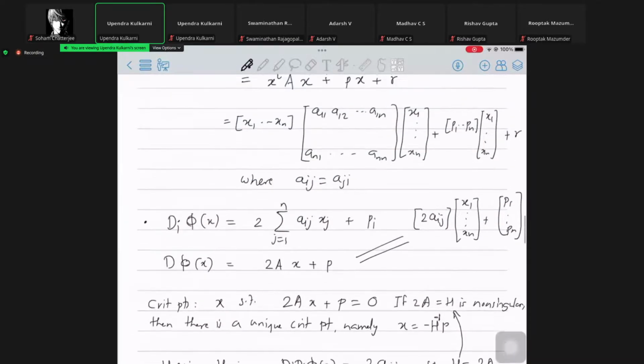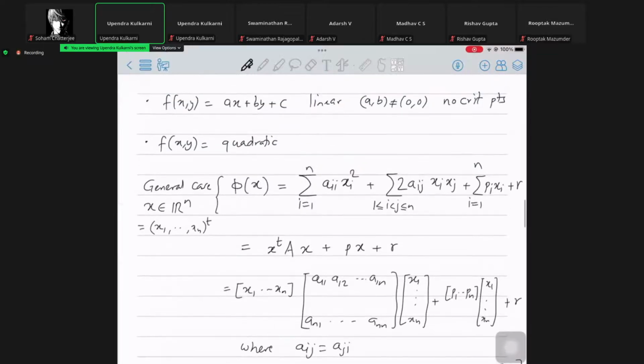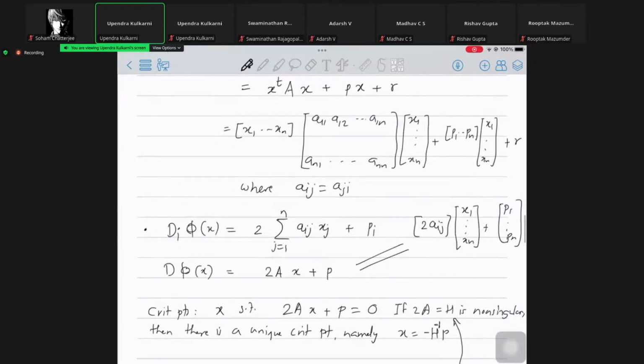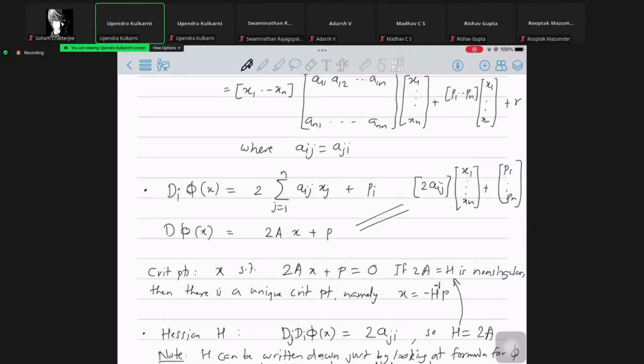Okay, so this is where we found out, for a general quadratic polynomial of a number of variables, which I have encoded in this form and called phi of x, we did the calculation about how to find critical points and how to classify them. So just to see, if we assume that the Hessian is non-singular, then there is a unique critical point.